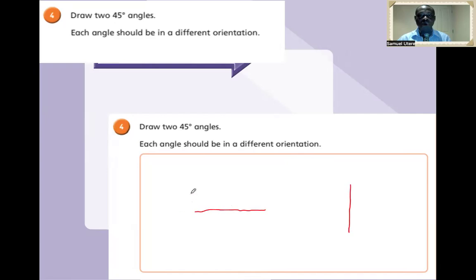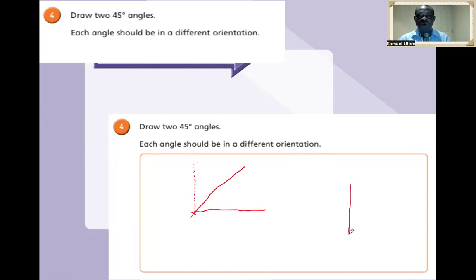So we know that your 90-degree angle would look like this. Using the crosshair of your protractor and lining it up with 0, when you finish measuring, your angle should be about halfway, looking like that. So that's one orientation. Another orientation could be when it's vertical.